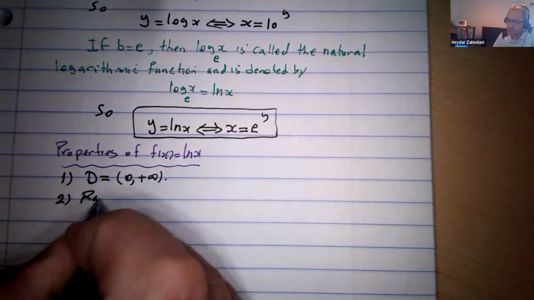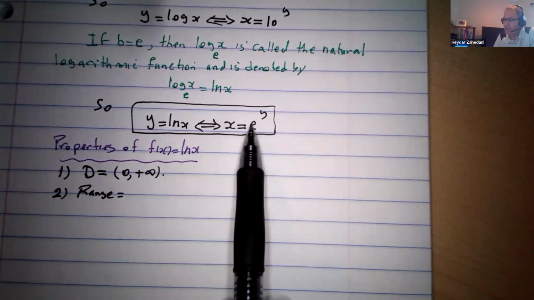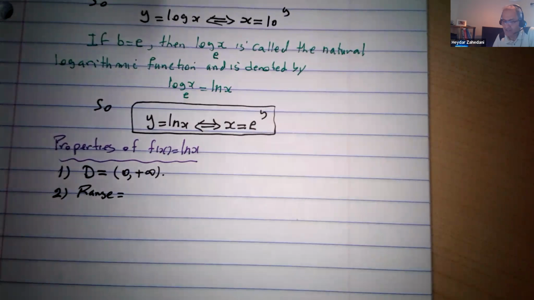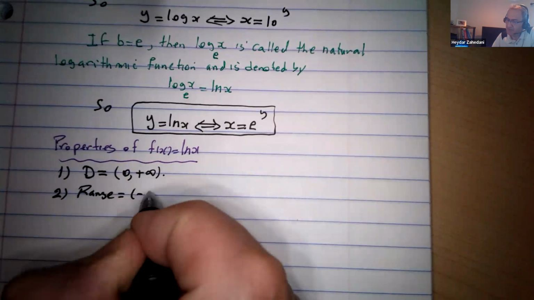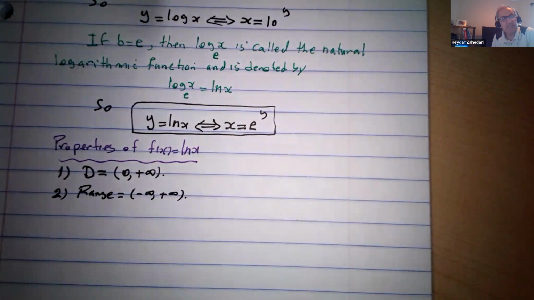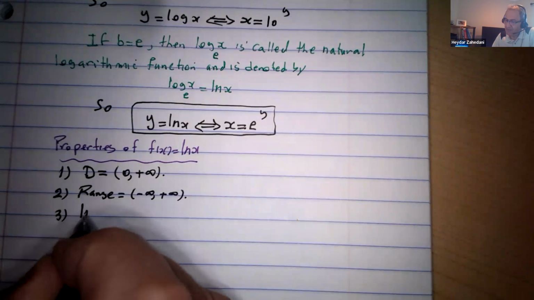Second one is the range. Range is the output, the y. y is the exponent. You know that the exponent of the e can be anything. So the range of the log is going to be negative infinity to positive infinity. This means any number you think of is going to be the ln of something. Okay, so the domain is positive numbers, and the range is all real numbers. Some other properties, number 3, ln of 1.